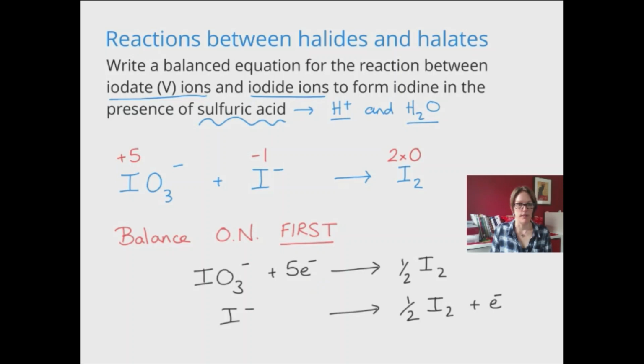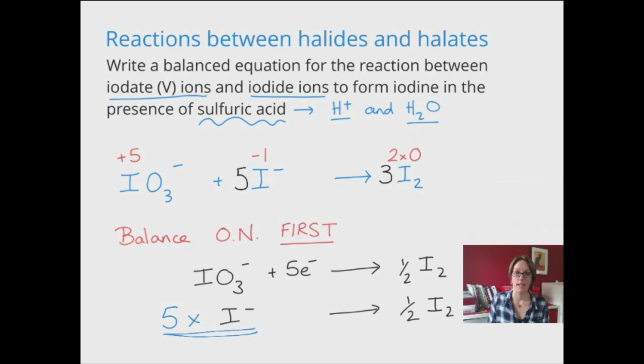So what do I need to do? Well, it's like a simultaneous equation. The electrons have to balance out. So I'm going to need 5 of my iodide ions so that they lose 5 electrons in total. And therefore my iodate ion can gain those 5 electrons. So actually my balancing is going to be a bit more complicated than just one of each. Now that I've balanced the oxidation numbers, everything else can be done the normal way. So balancing the atoms, I've now got more iodine atoms to add on.